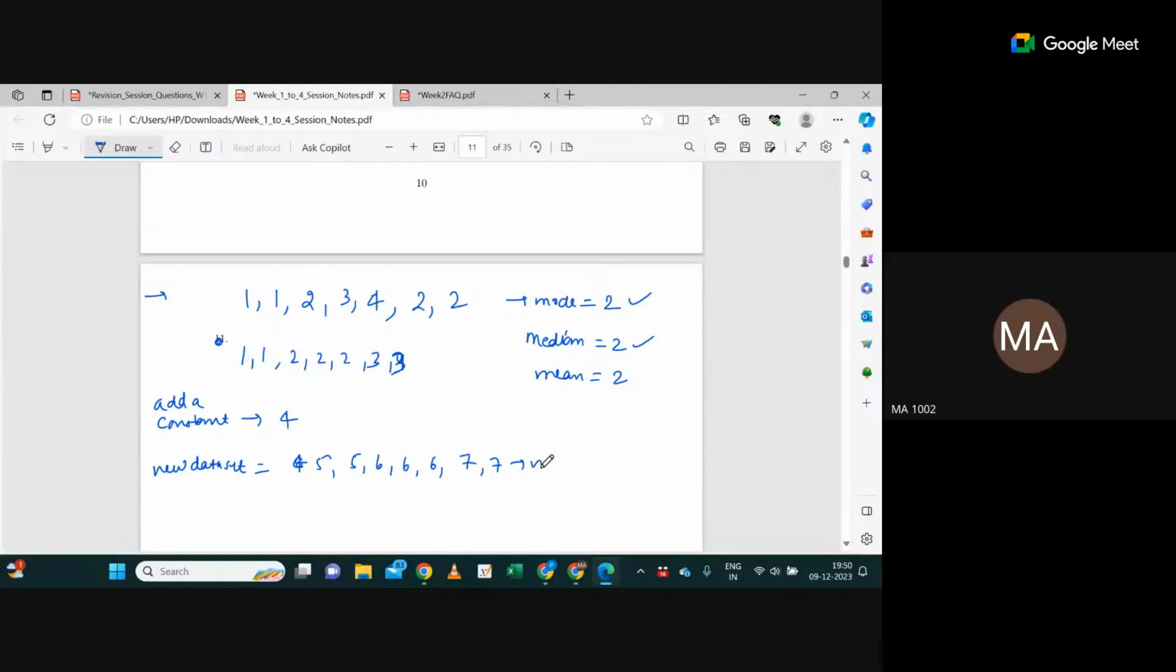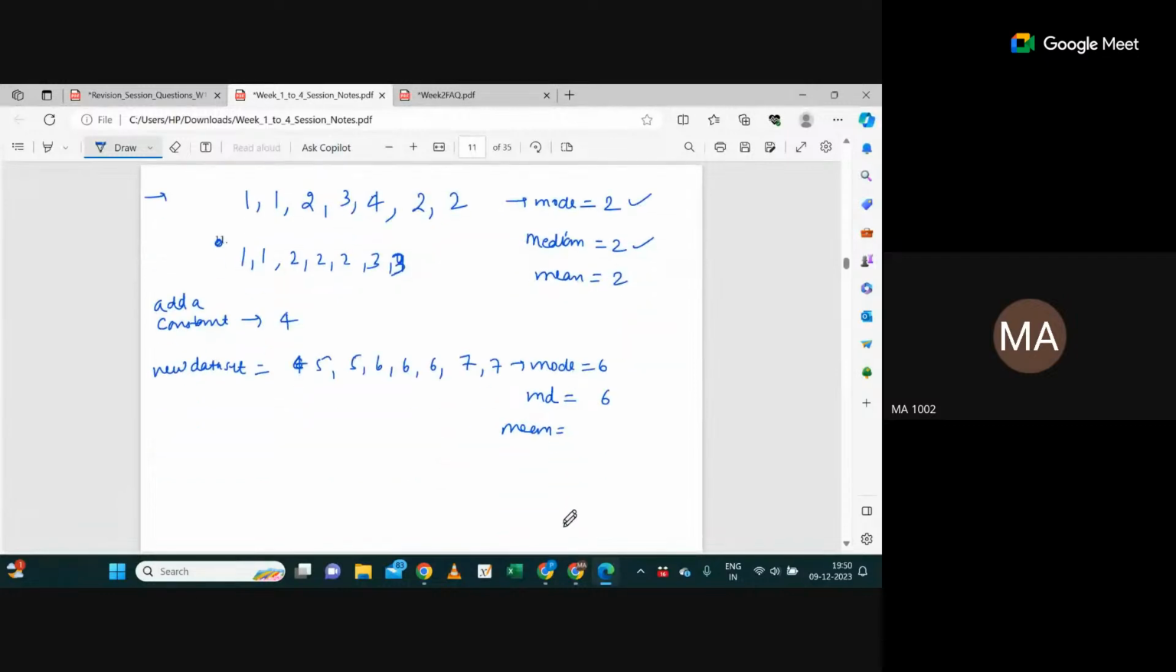Now tell me what is the mode? 6. What is the median? 6. And what will be the mean? Again 6, right? You can simply add: 5, 5 is 10, 16, 22, 29, 37, 42, divided by 7, which is 6, right?